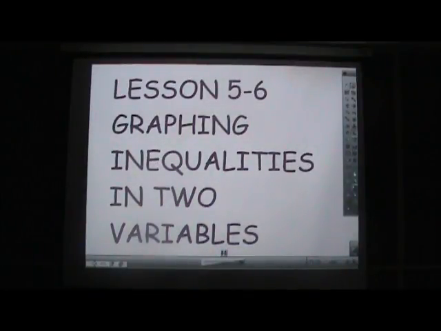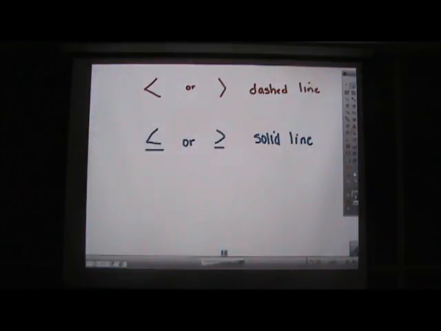All right, this is lesson 5-6, graphing inequalities in two variables. So one of the things we're going to be doing is using a coordinate graph again, and we're going to get a boundary line drawn, and then we're going to be shading on one side or the other of the boundary line.